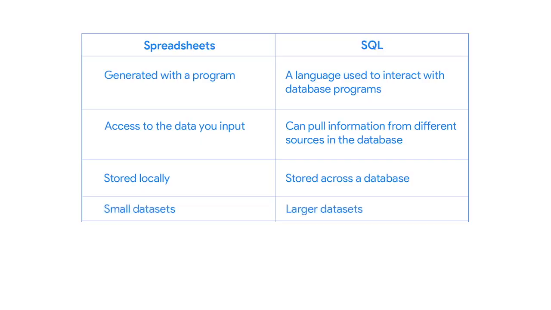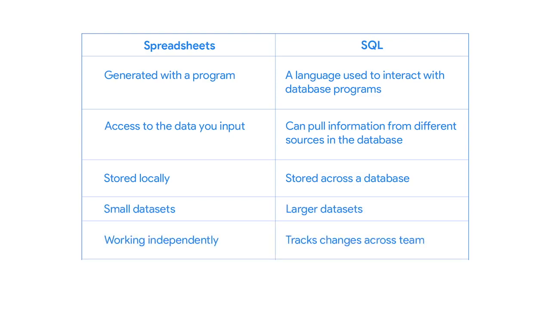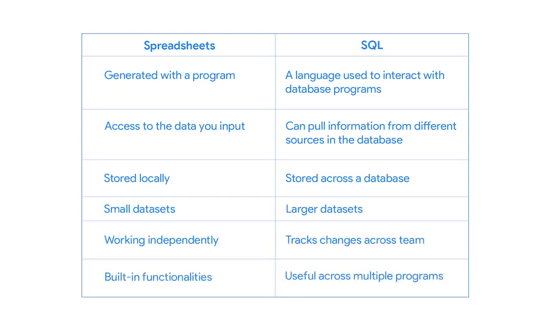As you already know, spreadsheets are good for smaller data sets and when you're working independently. Plus, spreadsheets have built-in functionalities like spell check that can be really handy. SQL is great for working with larger data sets, even trillions of rows of data. And because SQL has been the standard language for communicating with databases for so long, it can be adapted and used for multiple database programs. SQL also records changes in queries, which makes it easy to track changes across your team if you're working collaboratively.